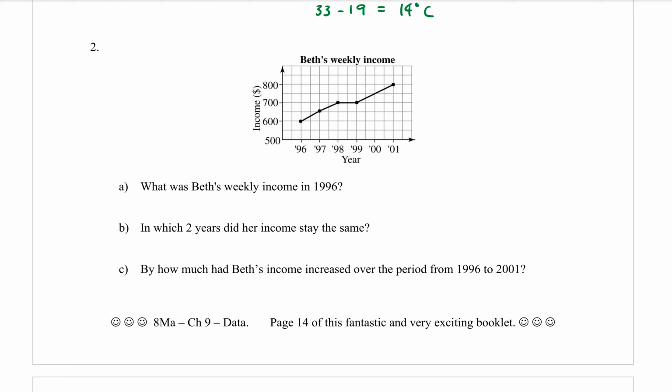So the first question is, what was Beth's weekly income in 1996? So 1996 is this one. Her weekly income, we go to the dot, was $600. Question B, in which 2 years did her income stay the same? So the flat line indicates no change in her wage, which was from 98 to 99.